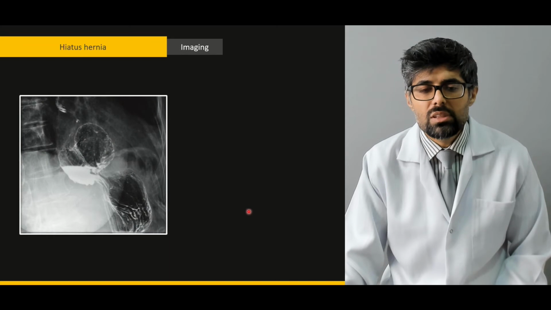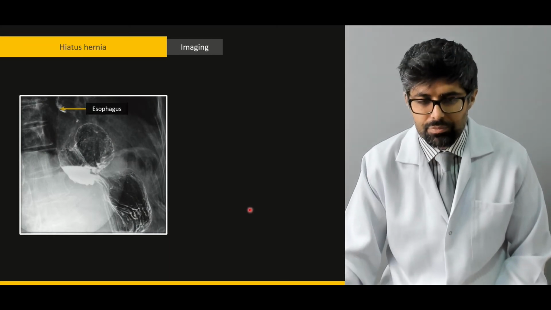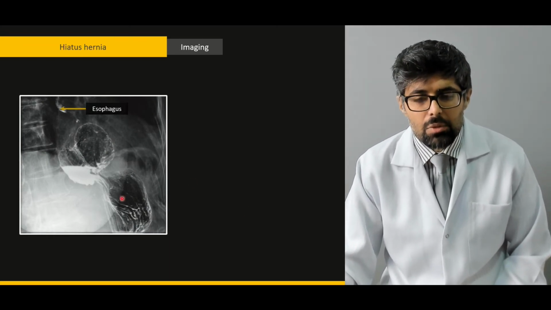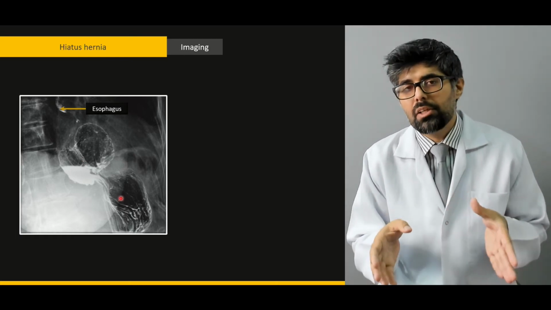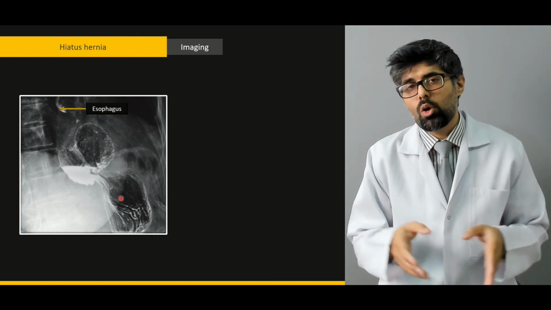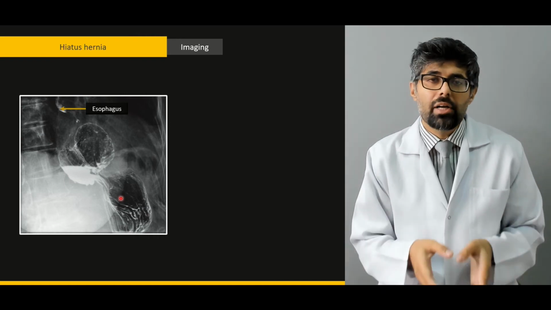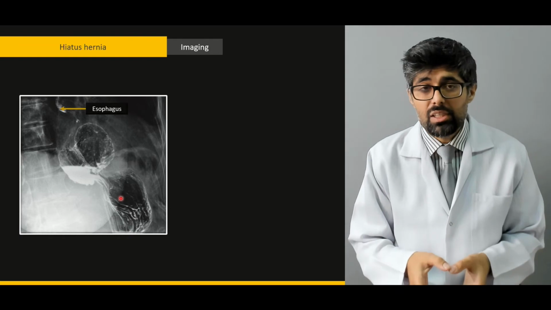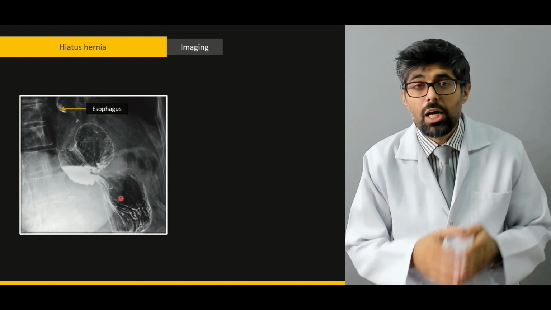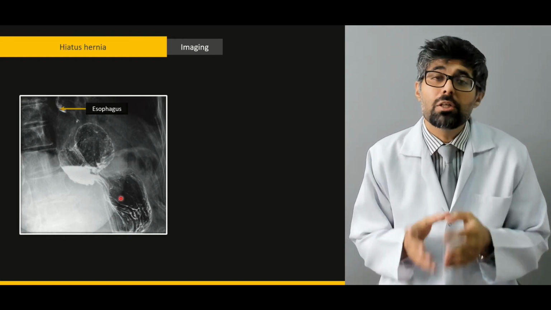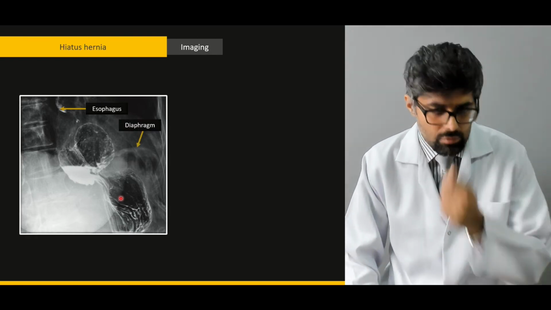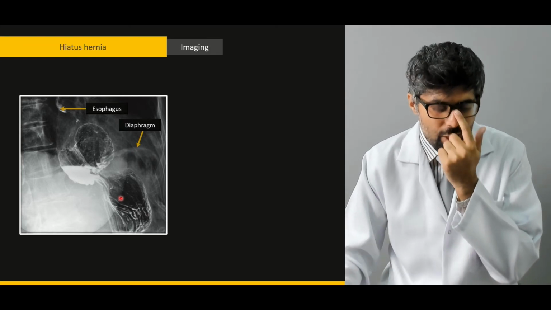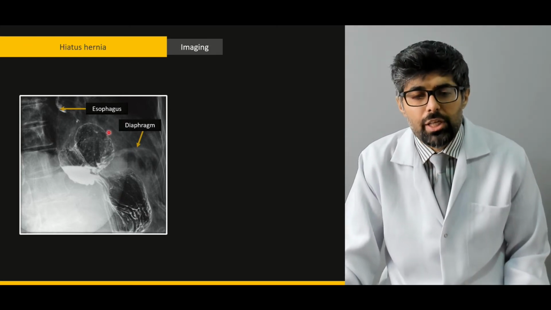In the hiatal hernia, what happens is that the stomach tries to move in the opening made by the diaphragm near the vertebral column, and this is called the hiatal hernia. It is a very serious condition and must be corrected immediately through surgery. Now, in this abdominal X-ray, which is actually a barium study.